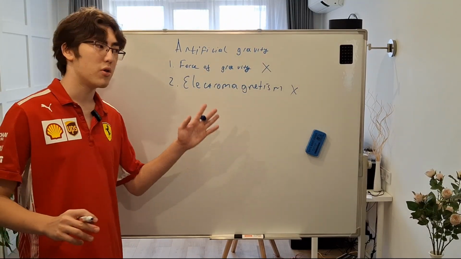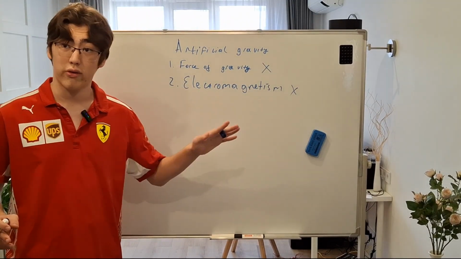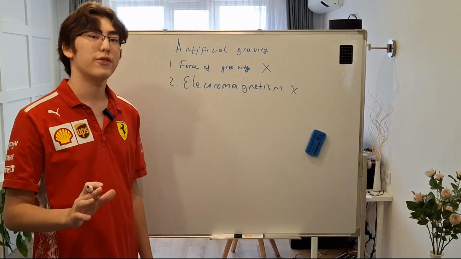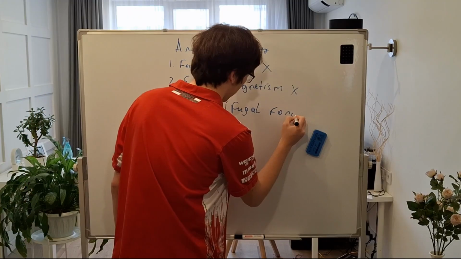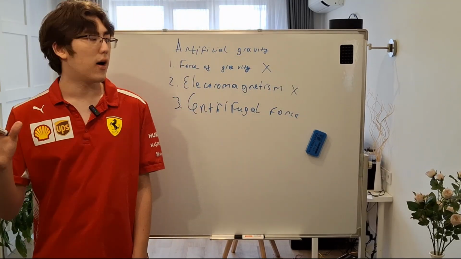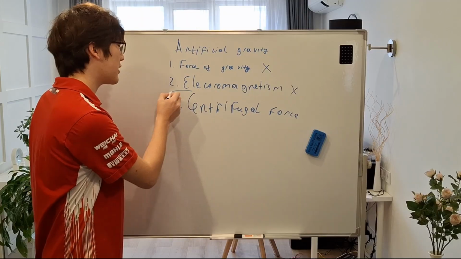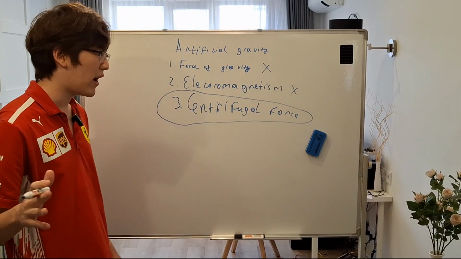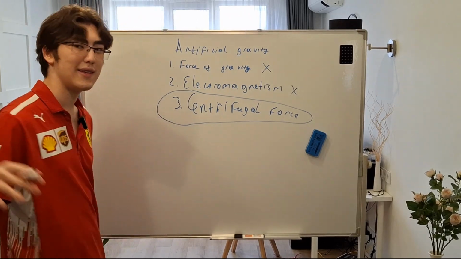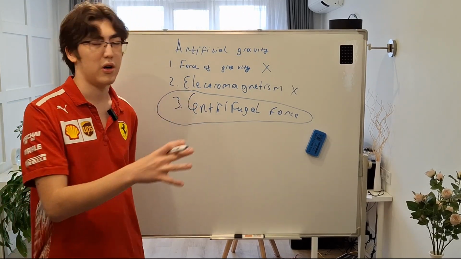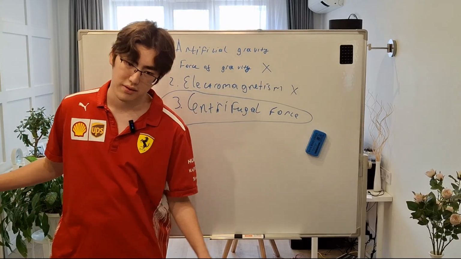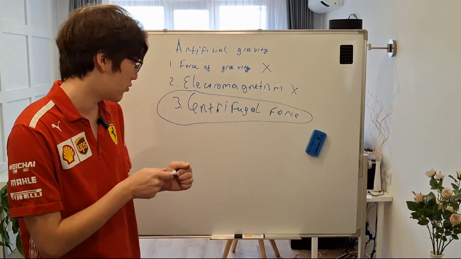So the third and most likely way, which you could have already guessed, is centrifugal force. Centrifugal force is the most likely way to create artificial gravity on a space station. Why? Because we can easily spin our space station. It is one of the simplest exercises we can do, so let's do it.